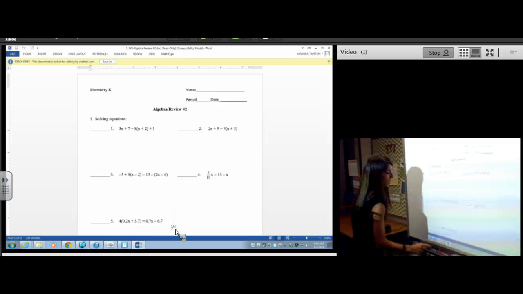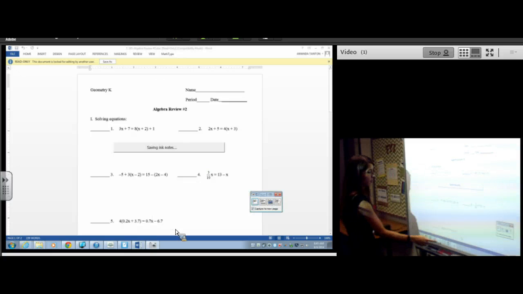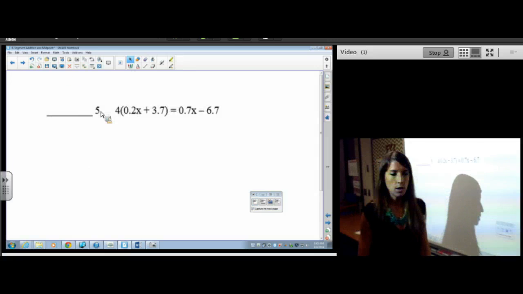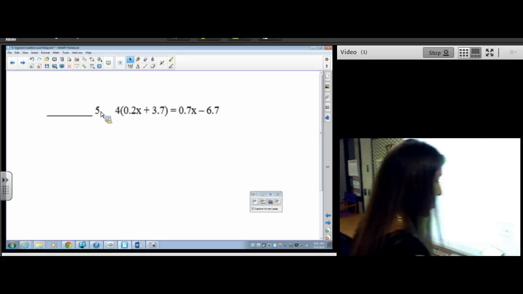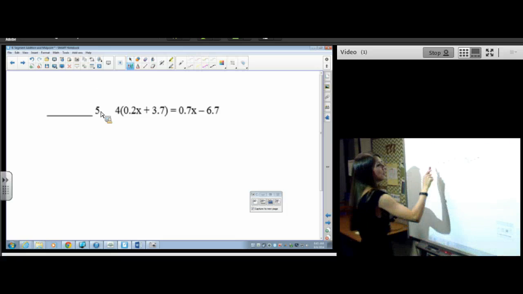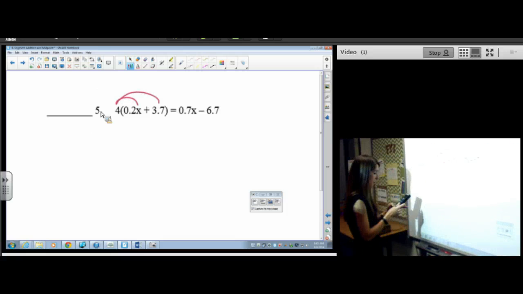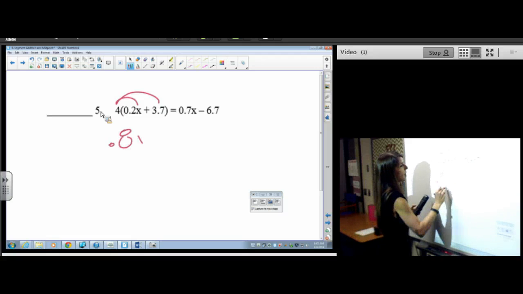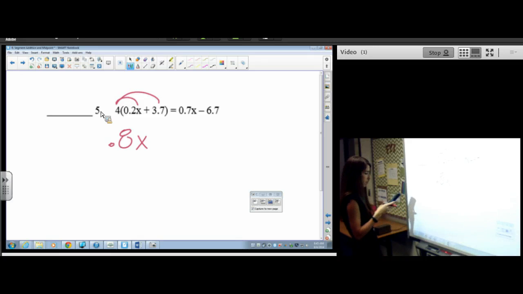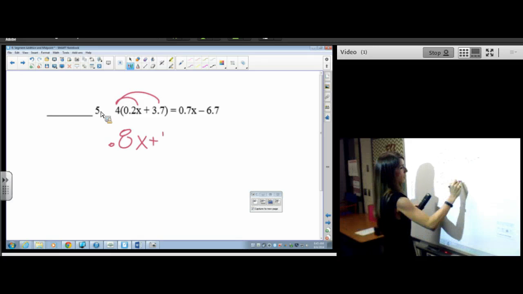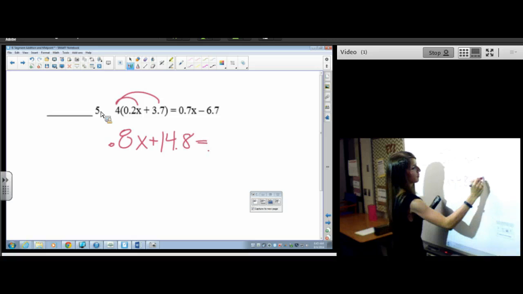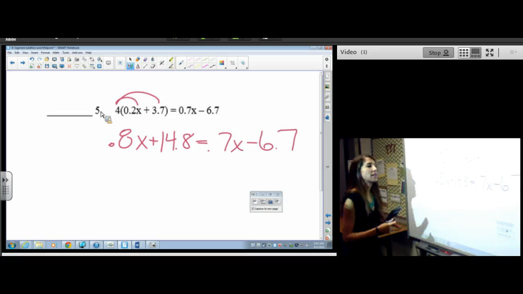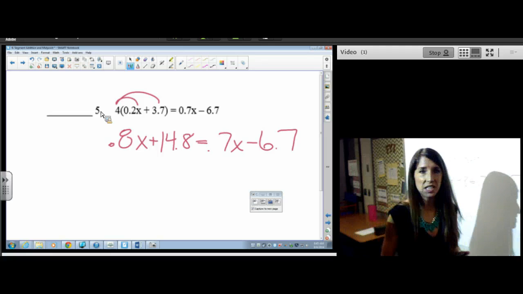Okay, remember, you're going to have a calculator. So the decimals should not scare you. We're just going to take our calculator and let it do all the hard work for us. So let's distribute that 4 to start with. 4 times 0.2 is 0.8x. 4 times 3.7 is 14.8. 0.7x minus 6.7. So you don't treat this any differently than just plain old numbers.